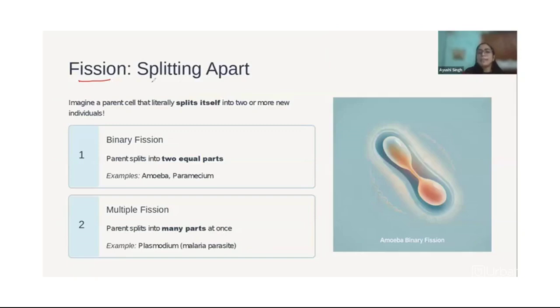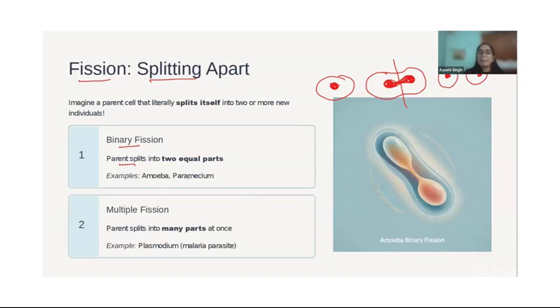Fission is nothing but splitting apart. That means that one cell, if it has a nucleus like this, it will start splitting apart. Okay, it will start splitting like this. And there are two types of fission. One is binary, that means the parent splits into two equal parts. They'll divide into two equal parts, and now two identical organisms are formed.